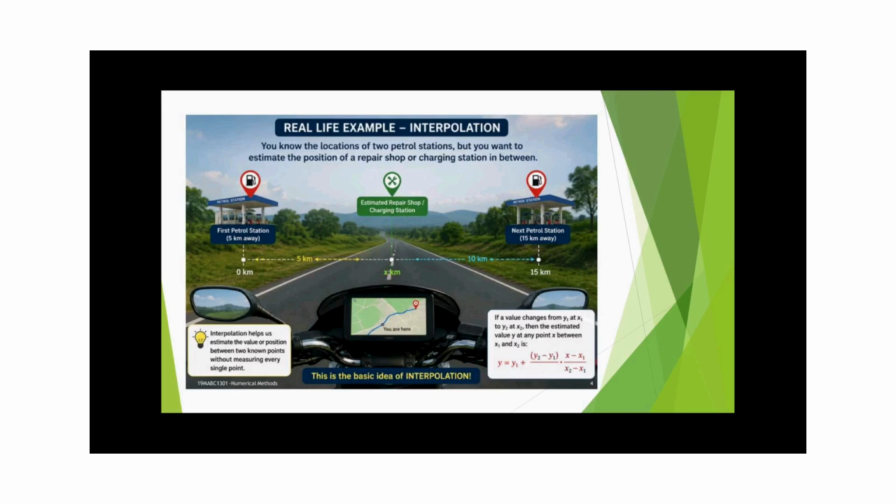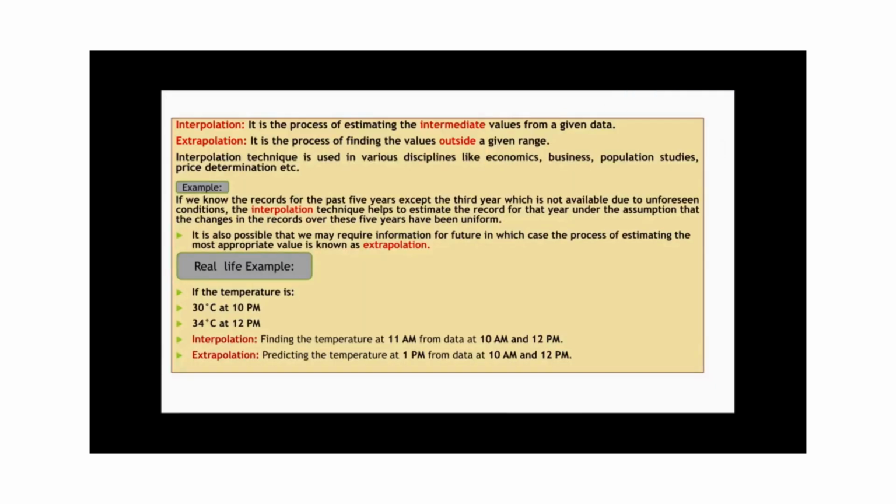Engineers know only a few measured values, but they need to estimate the value in between instead of measuring every single point. They use mathematical techniques to find the missing values accurately. So, in this chapter, we will learn these techniques. These methods are widely used in engineering, data analysis, weather forecasting, electrical systems, and many other real life applications. So, now let's begin our lesson.